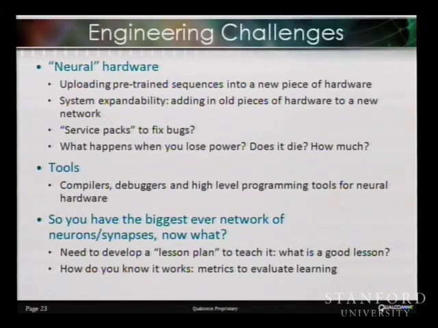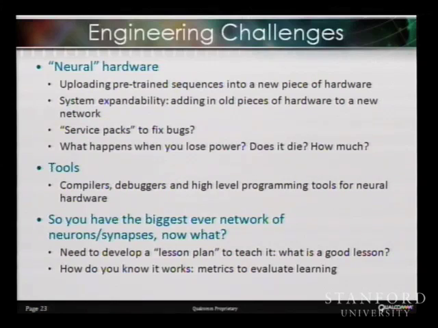If you turn off power to this thing, how much of its learned information is lost? Even if you assume the synapses are non-volatile, there is information stored in the pattern that was propagating at that time. So what does that mean? And how much information is lost at that time? If you power it back up, what state does it come back in? So these are all open questions. We don't know what's going to happen.